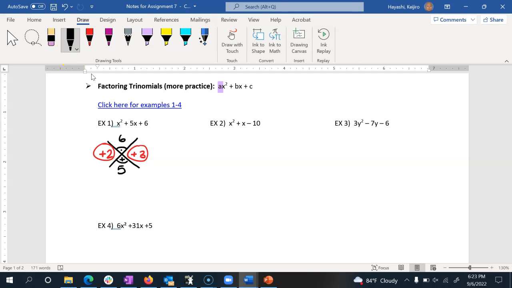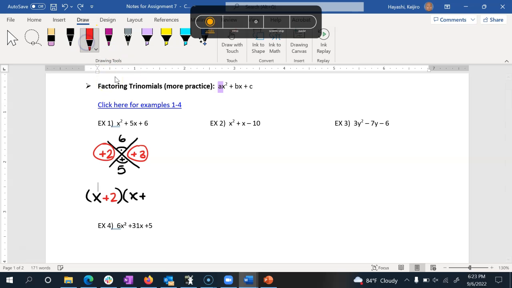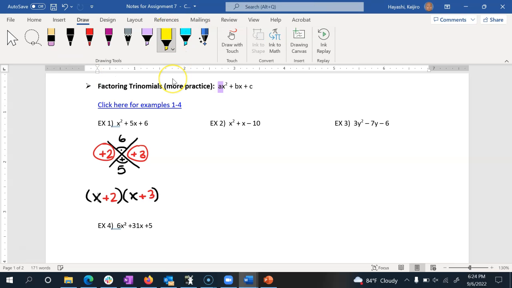Okay, so what are your two factors then, since this is just a regular trinomial? x plus 2 and x plus 3. Okay, there you go.